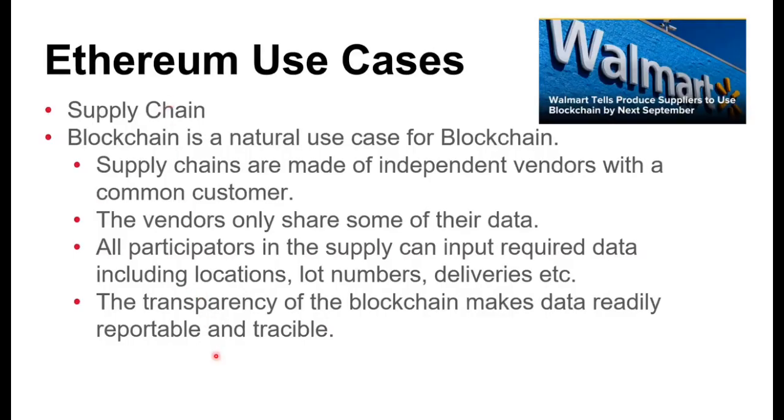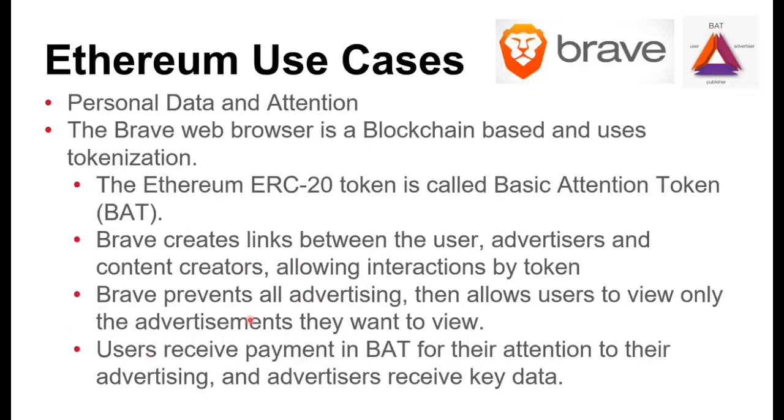Also, supply chain. So supply chain applications can run on Ethereum. Often supply chains are made of disparate independent vendors with a common customer. The vendors don't want to share any information with each other. They only want to share it with the end customer. So things like lots, deliveries. The transparency of the blockchain makes traceability much easier. So if there's a problem in the supply chain, it can be tracked down right away.